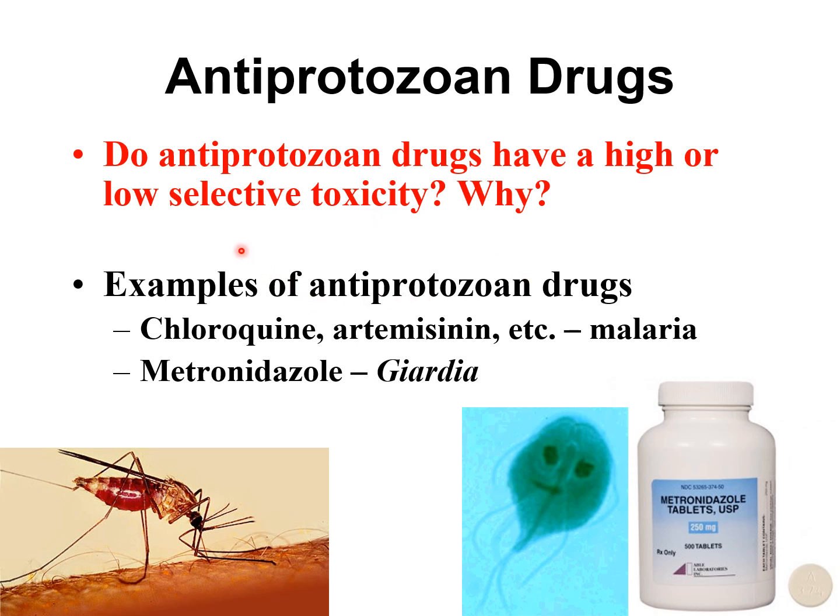So if they have a high selective toxicity, that means they're pretty good at just killing the microorganism and not causing side effects. And antiprotozoan drugs have a low selective toxicity. Okay, so that means they're not so good at just killing the microorganism and not hurting our patient and causing side effects. The reason for that is because protozoans are eukaryotes like us.